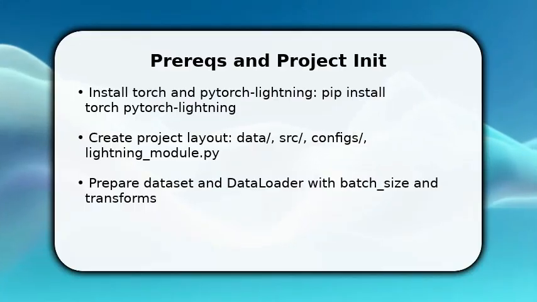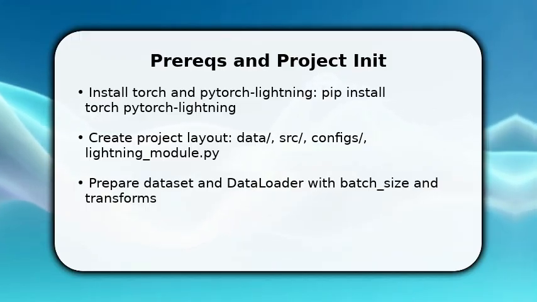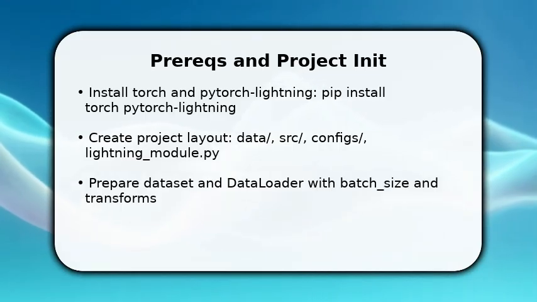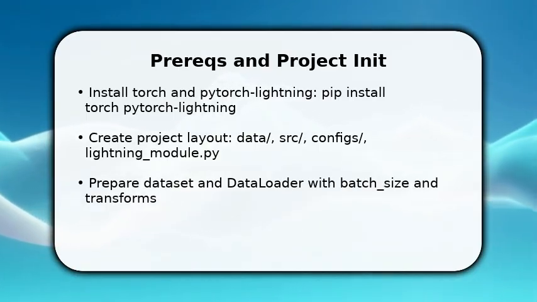You start by installing Torch and PyTorch Lightning and creating a minimal project layout so you can iterate quickly. Next, prepare your dataset and data loader with a sensible batch size and transforms. This ensures reproducible inputs. Then scaffold a Lightning module file and a trainer script so code is organized.